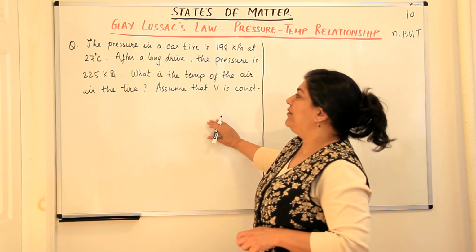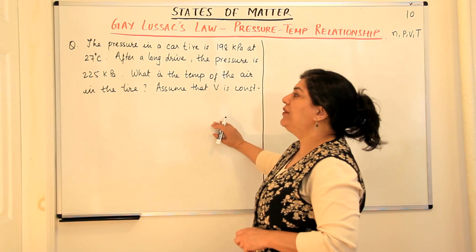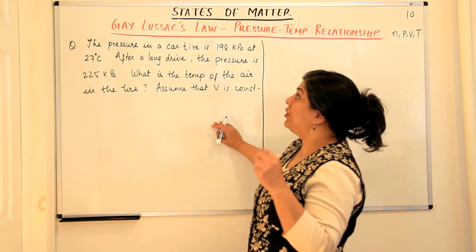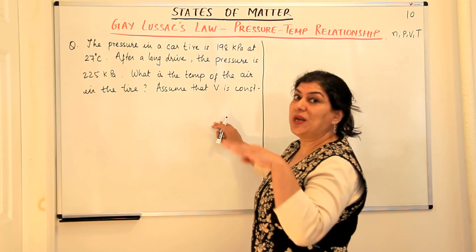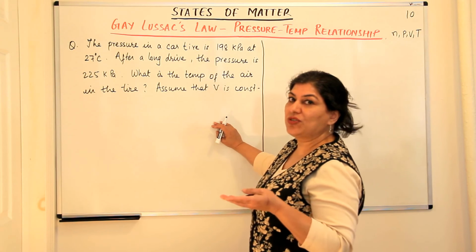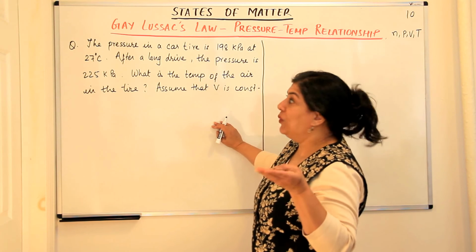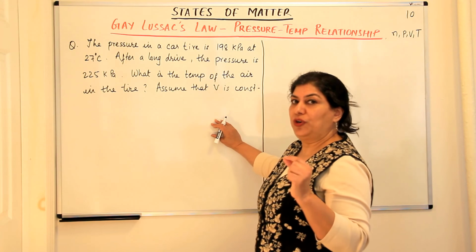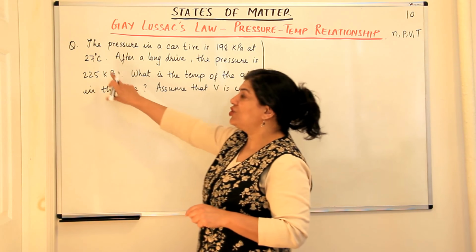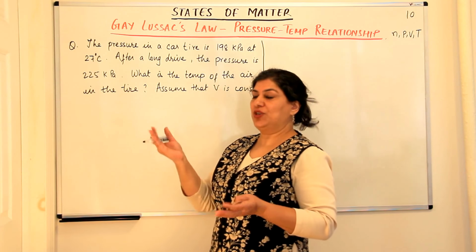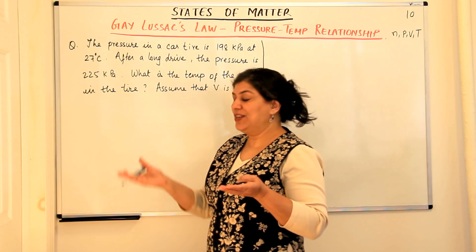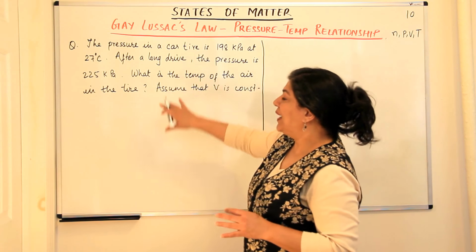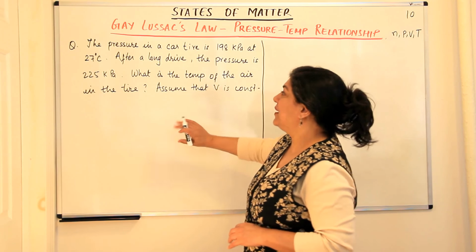After a long drive, the pressure is 225 kilopascals, that is, the pressure has gone up. And we know, according to Gay-Lussac's law, if temperature goes up, pressure goes up. So since the pressure has gone up, the temperature should also go up. Whenever you find the answer to your numerical problem, you should also pay attention to this: if the pressure, whatever the variable was, has gone up, then the other one should also go up according to Gay-Lussac's law. I'll come to that at the end of this result now.